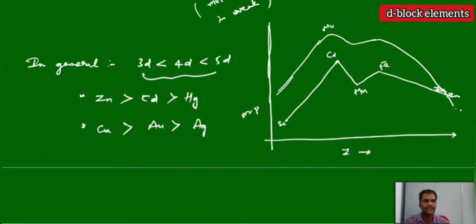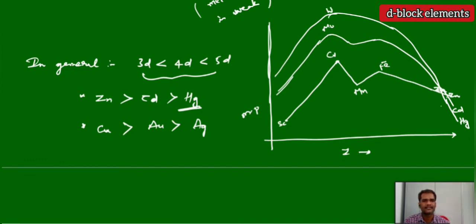Compared to zinc, cadmium has a lower melting point. And then we have the 5D series. Here the middle element is almost equal, no change at all. Mercury is a liquid, that is why it has a low melting point. Mercury is in the liquid state, with a low melting point. Whereas zinc and cadmium are solids, so they have high melting points.